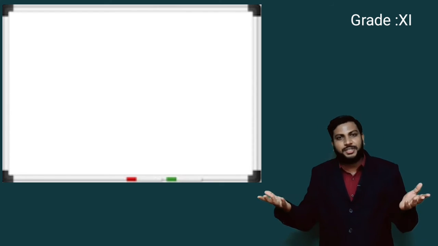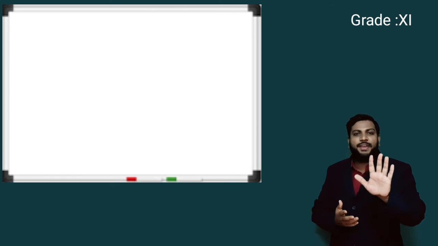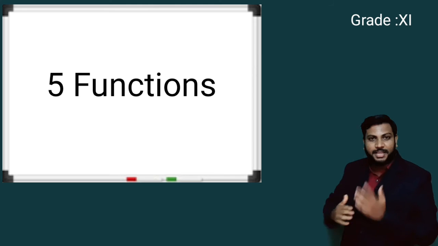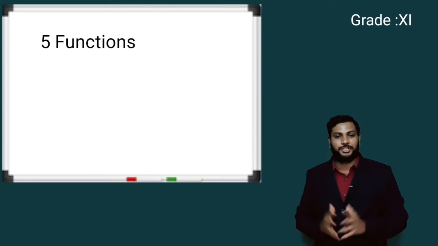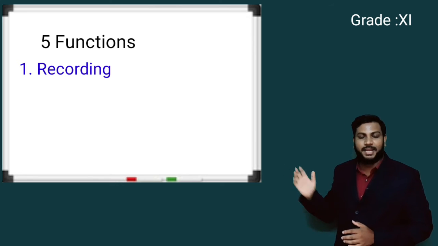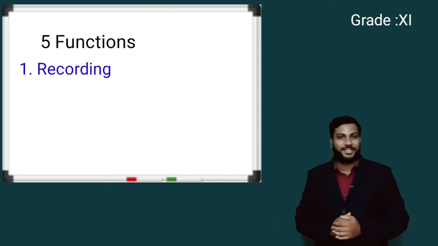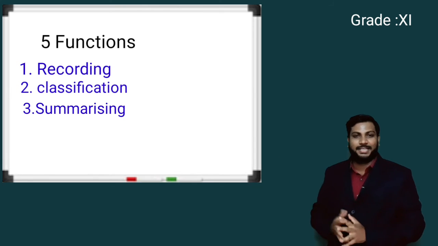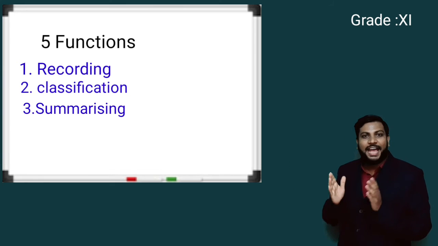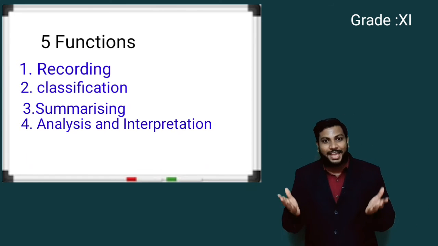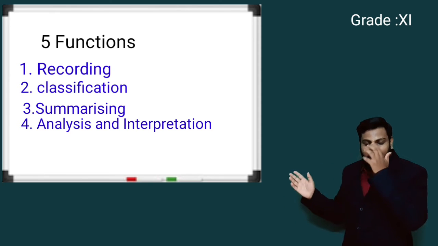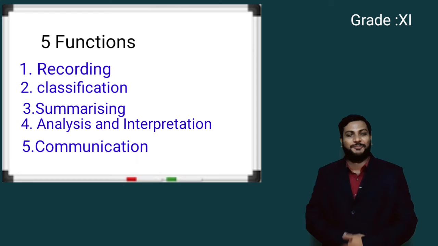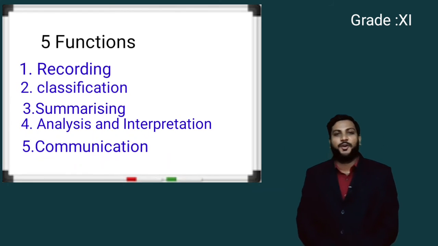See, there are a lot of functions in accounting. Mainly, we can say 5 functions. I will give you one by one, and after that we will have a detailed discussion on each function. First one, recording of business transactions. Second one, classification. Third one, summarizing. Fourth one, analysis and interpretation. Then the final one, communication of business information. These are the 5 functions of accounting.